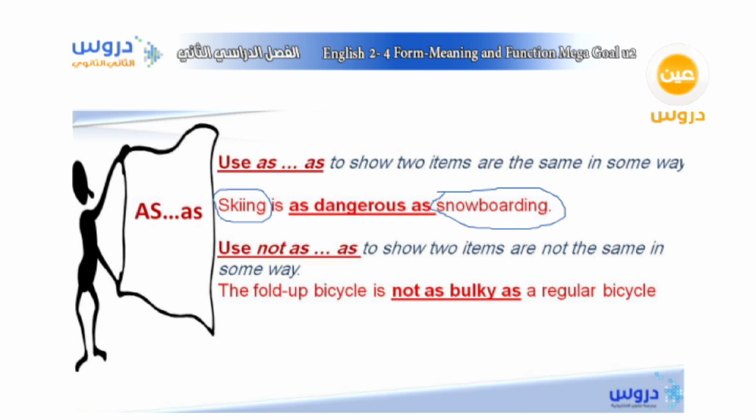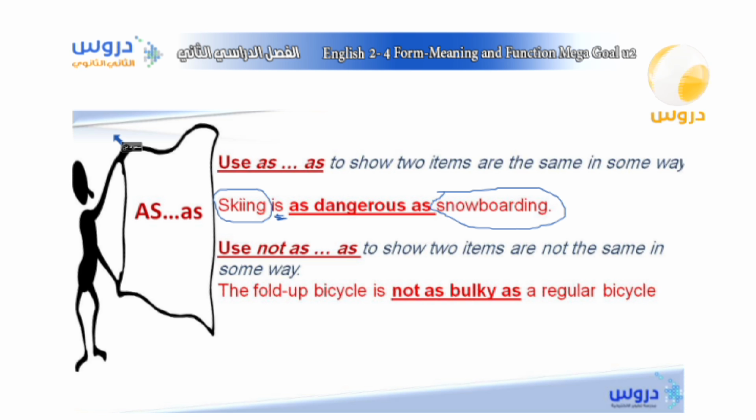between these two. Skiing is as dangerous as snowboarding. They are similar in danger. Skiing is as dangerous as snowboarding. We put an adjective between "as" and "as". Look at the "is" here. It's very important to put it before this structure.